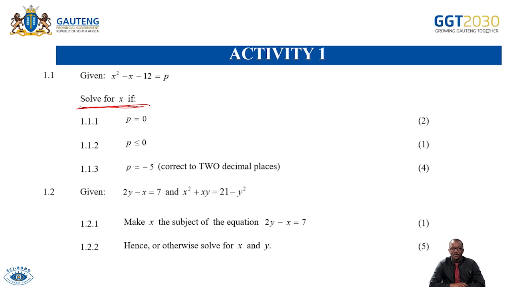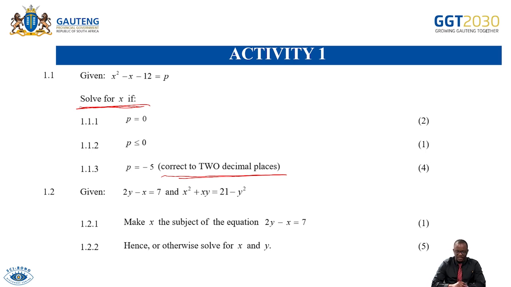And looking at 1.1.1, 1.1.2, and 1.1.3, there are conditions on our p. Looking at 1.1.1, they're saying p is equal to 0. Looking at 1.1.2, they are saying p is less than or equal to 0. And looking at 1.1.3, it says p is equal to -5. Then they are telling you that we must correct to 2 decimal places. It means you have to correct your answer to 2 decimal places.